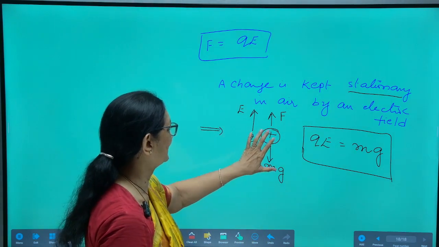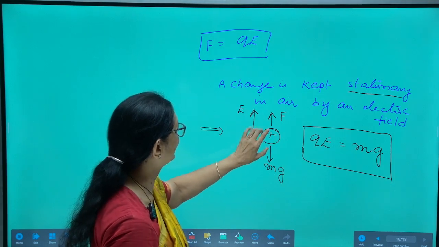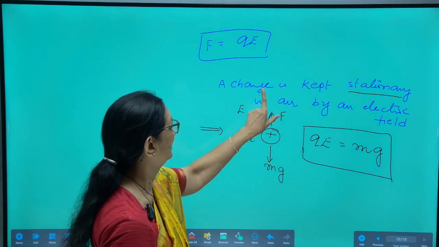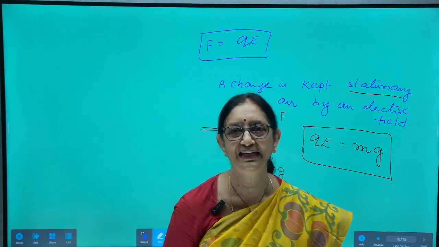If the charge is positive, the electric field direction is upwards. If the charge is negative, the electric field direction should be downward so that the force will be up. Again, in that case also QE is equal to mg.